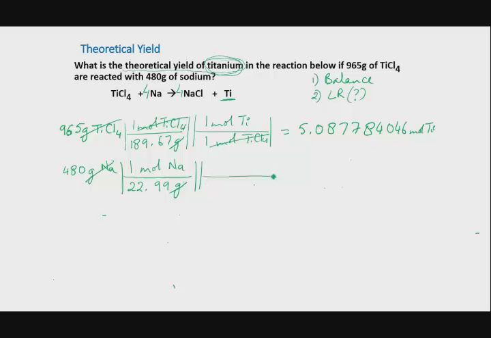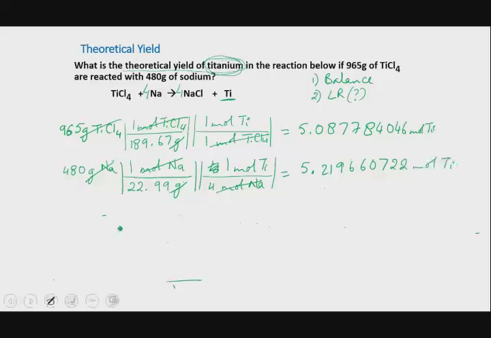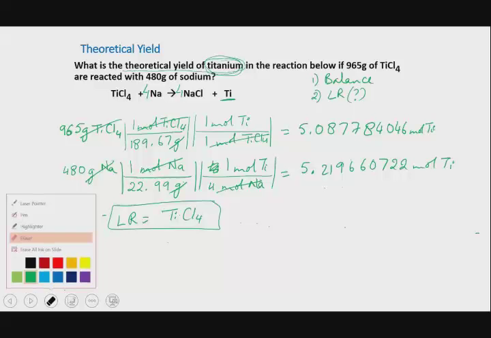Moles of sodium, and then 4 moles of sodium for 1 mole of titanium. When you calculate this, we get 5.219660722 moles of titanium. Based on these numbers, the limiting reactant is titanium tetrachloride, TiCl4, and based on the limiting reactant, we can therefore determine the theoretical yield.